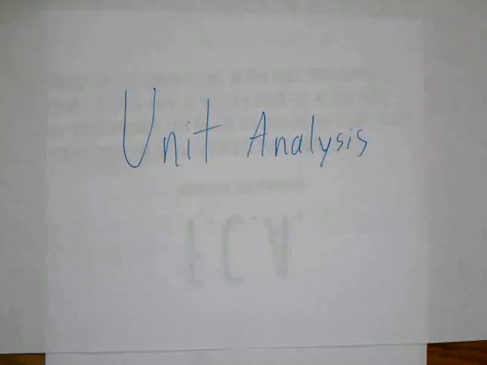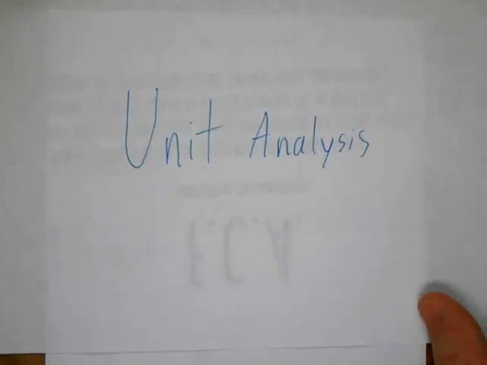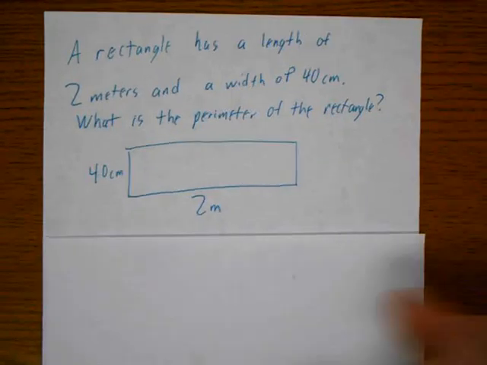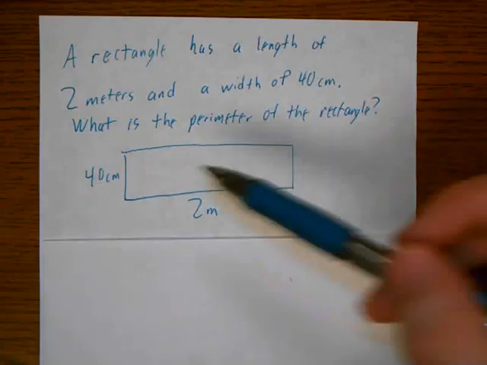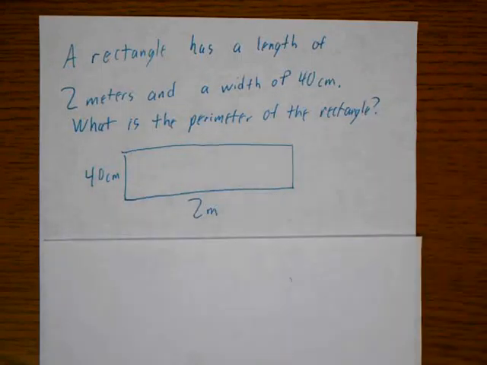The problem I'm going to refer to in this video is problem number 6 from the Milestone Study Guide that we've provided you guys in class. It reads, a rectangle has a length of 2 meters and a width of 40 centimeters. What is the perimeter of the rectangle? So perimeter, if we remember, is the distance around the outside of a shape. So to get that, we're going to have all four sides together.